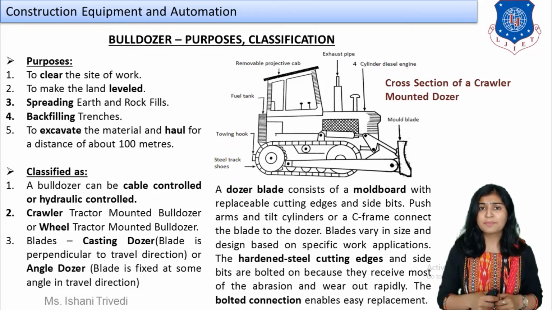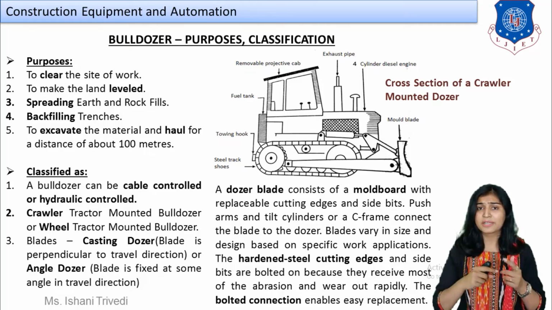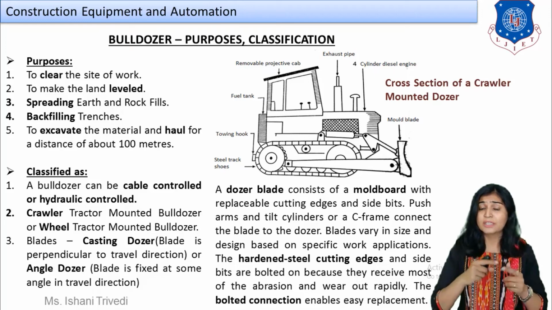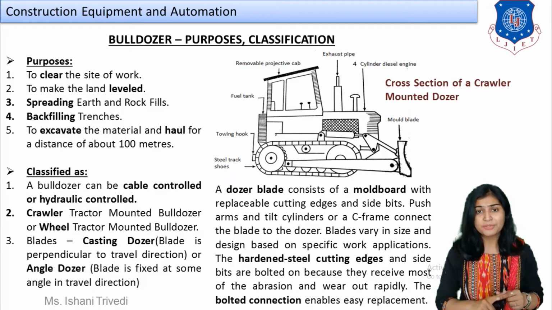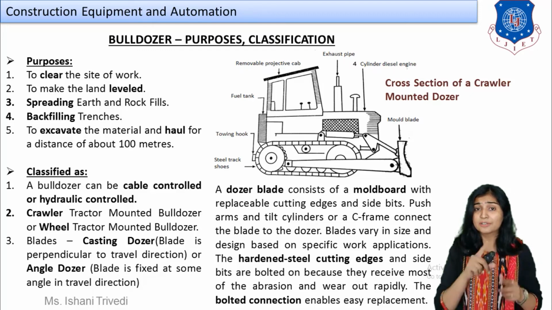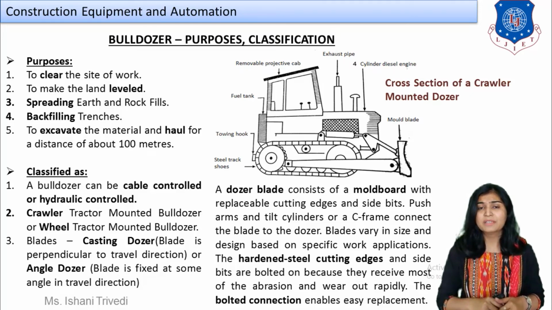Right, the exhaust pipe is for the emission of the gases or pollutants. Next, we have the cylinder diesel engine, right, the hydraulic cylinders which we talked about. Then we have the mold blade, right. Mold blade means the blade of the dozer. Exactly, those are known as mold blade. It will have a bolted connection.